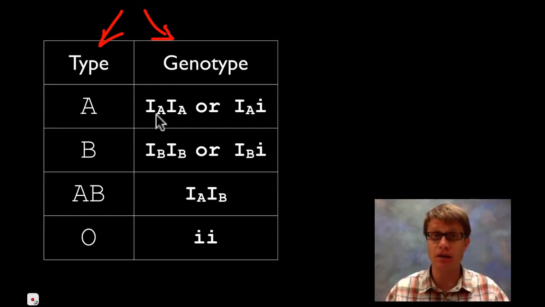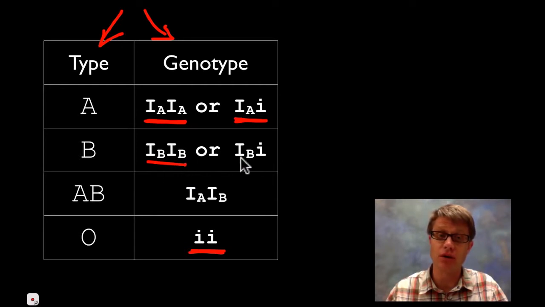And so if you're type A, like I am, you could be A because you have both of these alleles for A, or you're homozygous, or you could be heterozygous. You could have one of the alleles for the A protein, but the other one doesn't make a protein at all. That's how you get type O, if you have two alleles and neither of those express the protein. If you're type B, again, you could be homozygous for both of those, or you could be heterozygous. But if you're type AB blood, then you're going to have one of each.